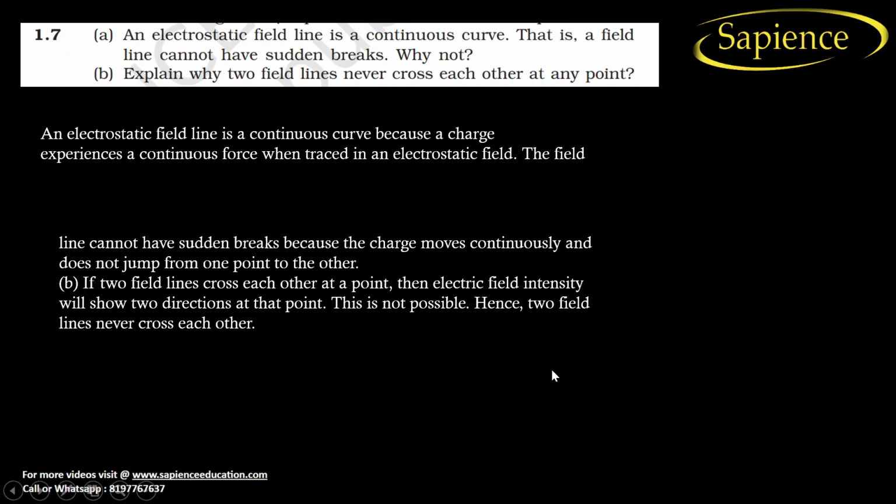Now see this question. An electrostatic field line is a continuous curve. That is, a field line cannot have sudden breaks. Why not? An electrostatic field line is a continuous curve because a charge experiences a continuous force when traced in an electrostatic field. And this field line cannot have a sudden break because the charge moves continuously and does not jump from one point to another.